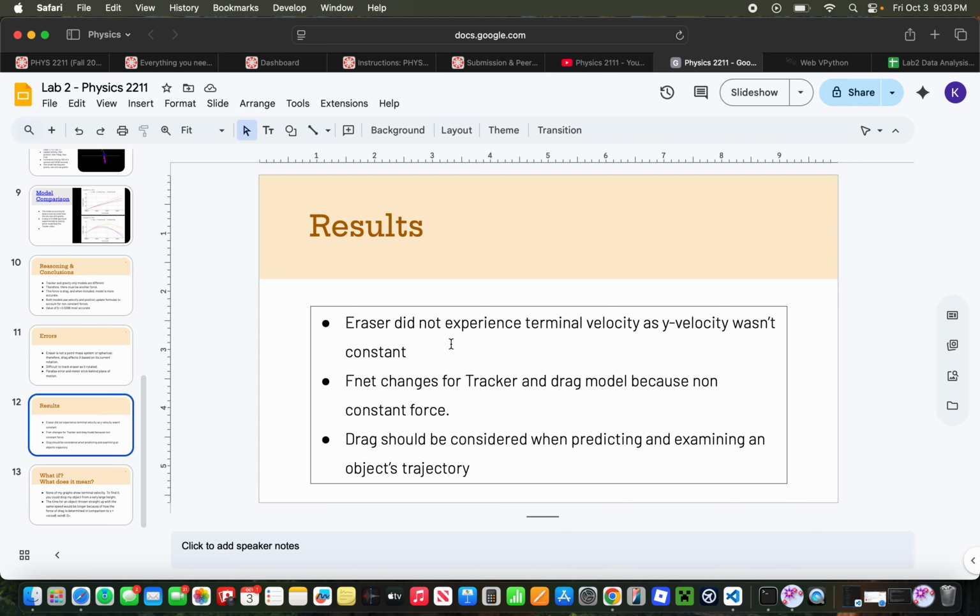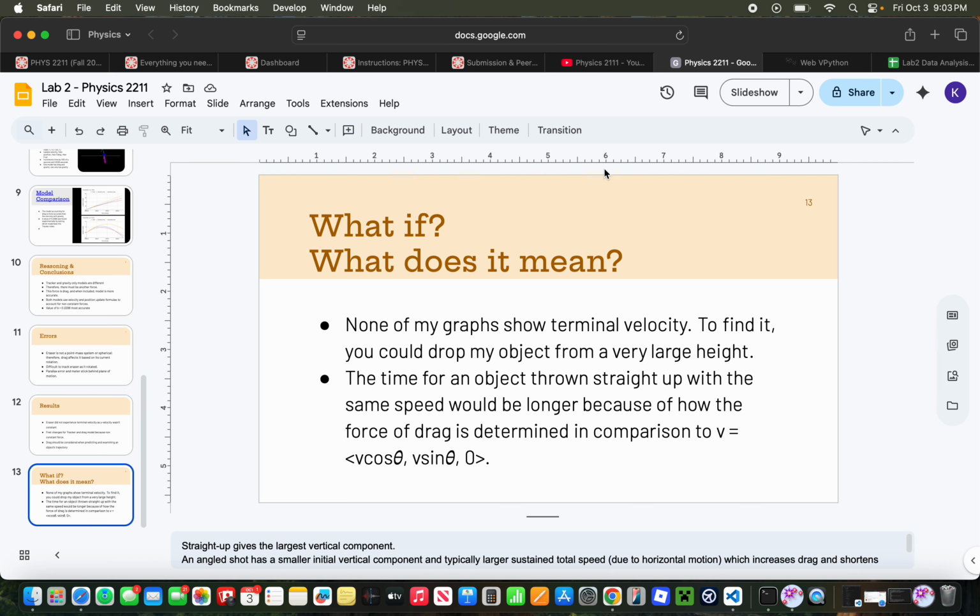Our results were that the eraser did not experience terminal velocity, as the y velocity wasn't ever constant, but our F net did change for the Tracker and drag model because we have a non-constant force, and therefore gravity wasn't the only thing affecting it, and therefore drag should be considered when predicting and examining an object's trajectory. And what this means is that none of my graphs showed terminal velocity, and to find it, you could just drop the object from a very large height and that would help it have force of drag equal force of gravity at some point as it got closer to the ground.